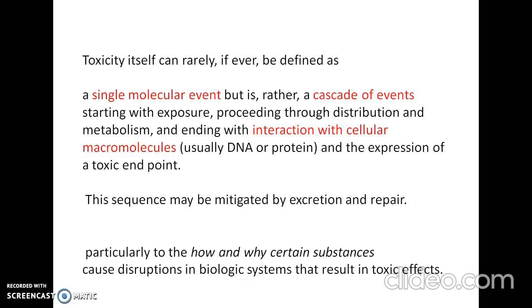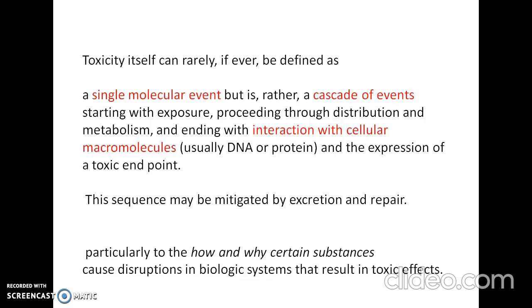Now let us try to understand. Whenever a poison or toxic substance enters, it is going to act on various systems, so a cascade of events happens rather than a single molecular event. A series of reactions happens, especially once it is distributed, and it may undergo some metabolic reaction. After metabolism, such as phase 1 reaction, it may start interacting with various cellular macromolecules. These may be proteinous substances, either a receptor or an enzyme, or sometimes even DNA itself. Once it acts on the DNA, the expression of the DNA may be interfered with. This sequence may be mitigated by excretion and sometimes repaired, so the poisoning is counteracted inside the body.